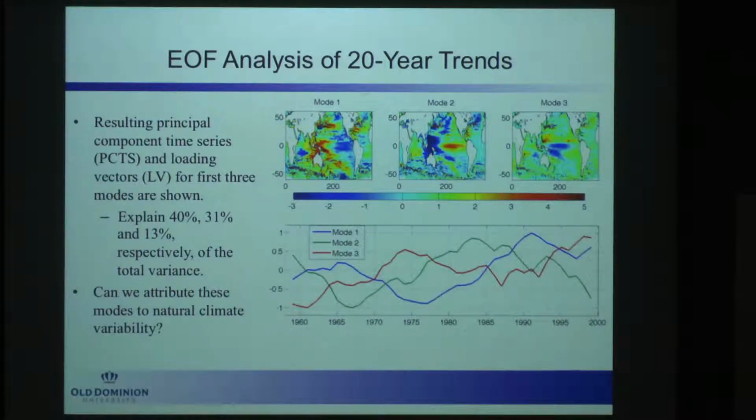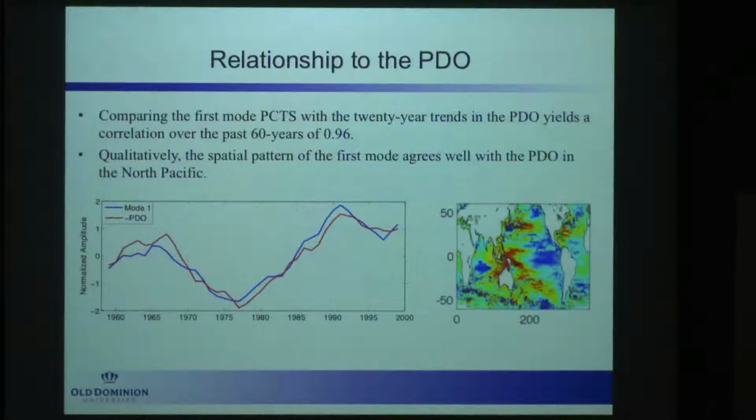I'm not going to talk about those specifically right now, but we can then ask the question: can we attribute any of these modes to natural climate variability? So we know what these look like spatially. We have some temporal representation of them. Can we relate these to any kind of climate signal?